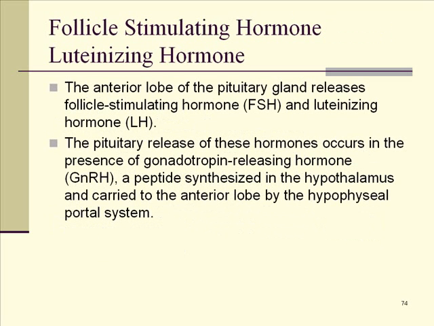Now, FSH and LH, and the anterior lobe of the pituitary gland. The anterior lobe of the pituitary gland releases two hormones of importance, follicle-stimulating hormone, FSH, and luteinizing hormone, LH. The pituitary releases these hormones in the presence of gonadotropin-releasing hormone, a peptide that's synthesized in the hypothalamus and carried to the anterior lobe of the pituitary gland by a circulatory system in that gland referred to as the portal system. So again, the anterior lobe of the pituitary gland produces two hormones, follicle-stimulating hormone and luteinizing hormone.